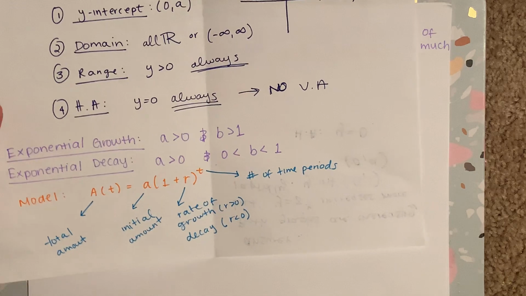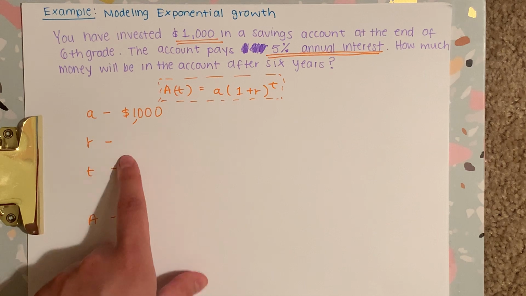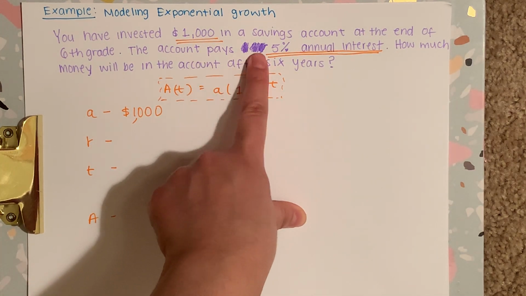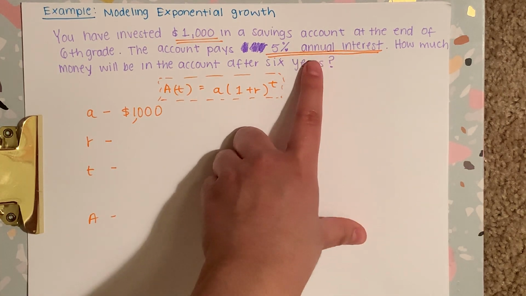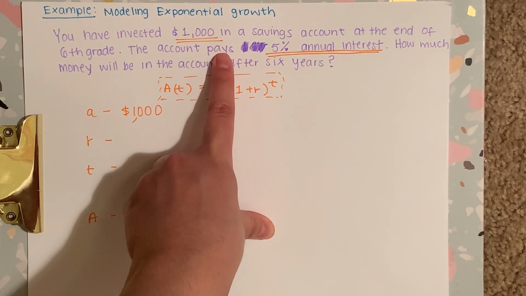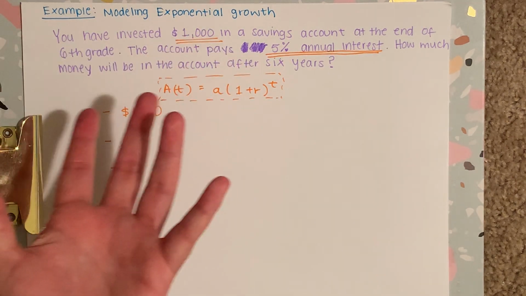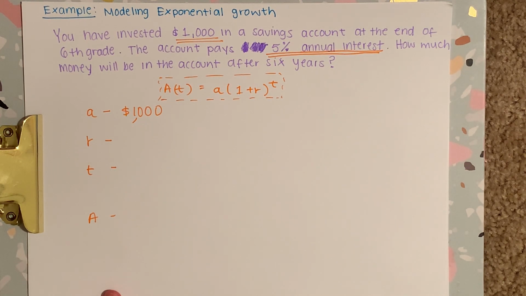So again, in our exponential model, R represents the rate of growth or the rate of decay. So in this case, it tells us that the account pays 5% annual interest. So that 5% is going to let us know what our rate of growth or rate of decay is. But because it pays 5%, that 5% of annual interest is added to your account each year. So that tells us it's going to be a growth, because they are summing that annual interest to your initial amount, right?